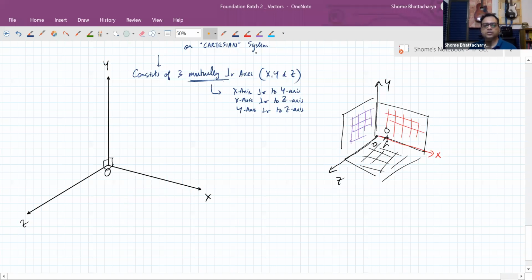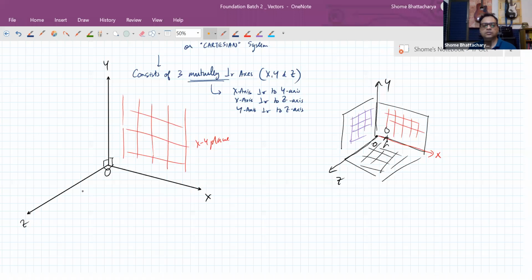You have to understand that this is perpendicular to this, which is perpendicular to this, and this is also perpendicular. So the x and y axes together form an xy plane, which is like the front wall that you're looking into, the wall that you're facing. So this is the xy plane, and it will be perpendicular to the plane formed by the x and z axes, which is like the floor on which you are sitting.